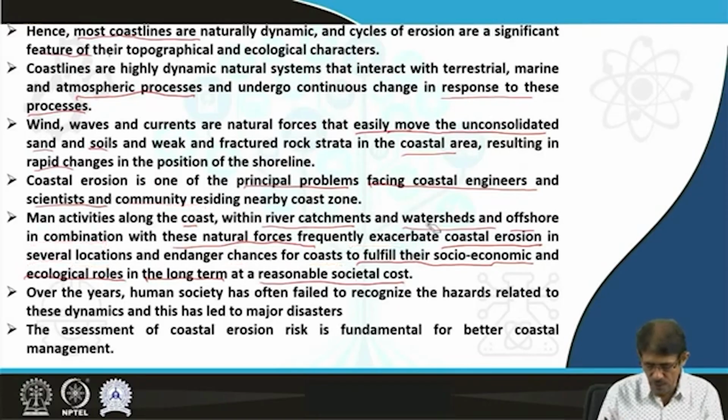Over the years, human society has often failed to recognize the hazards related to the dynamic nature of the coast, and this leads to major disasters in the future. Therefore, the assessment of coastal erosion risk is fundamental for better coastal management.